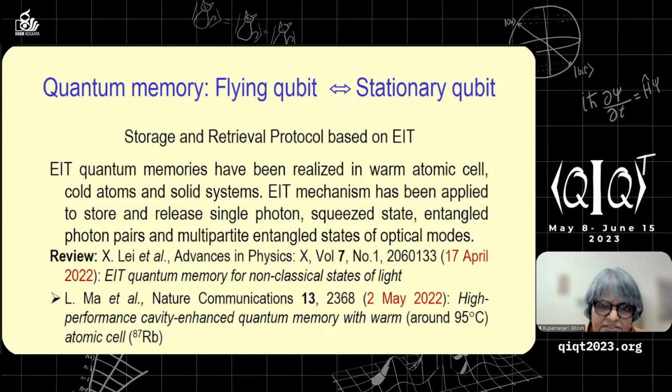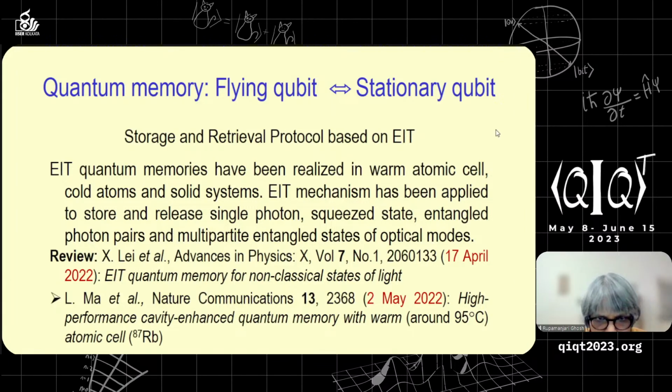And there are storage and retrieval protocols based on EIT. I'll give you just the update as of last year, but these have been realized in warm atomic cells like room temperature cesium. I talked about helium, but better results in cesium. I'm going to give you that reference shortly. And in cold atoms and solid systems as well, it has been applied to store and release single photons, squeezed states, entangled photon pairs, multipartite entangled states of optical modes. And you can see a review from last year, which is a pretty good one, that talks about EIT quantum memory for non-classical states of light.